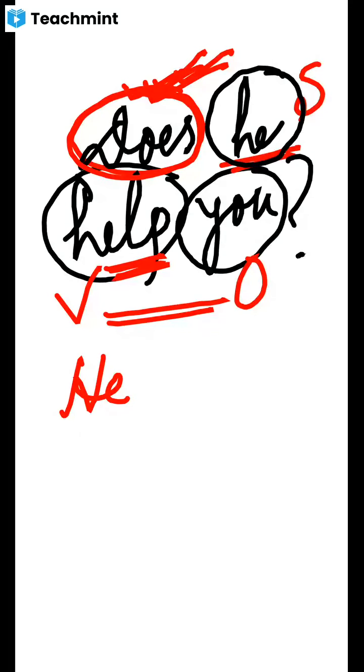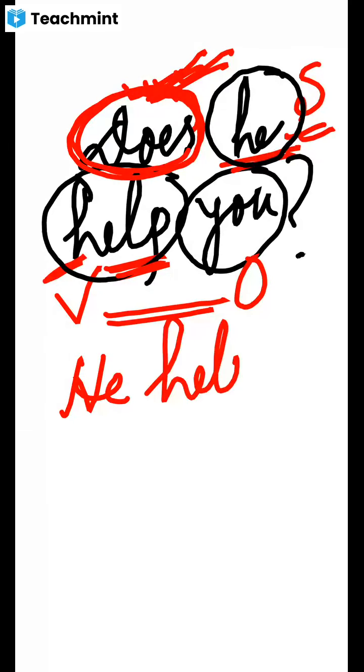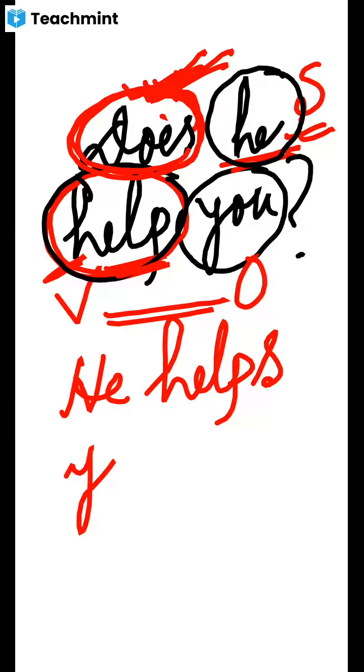Now, where will this does go? Does was actually... yes, so it will become helps. Is it clear to all of you? Yes, ma'am, help will become helps. Because the word does has been extracted, that means taken from the word help. It was with the word help in assertive form. But since a question had to be made, the does has gone before the subject. So, he helps you. This is our assertive sentence.